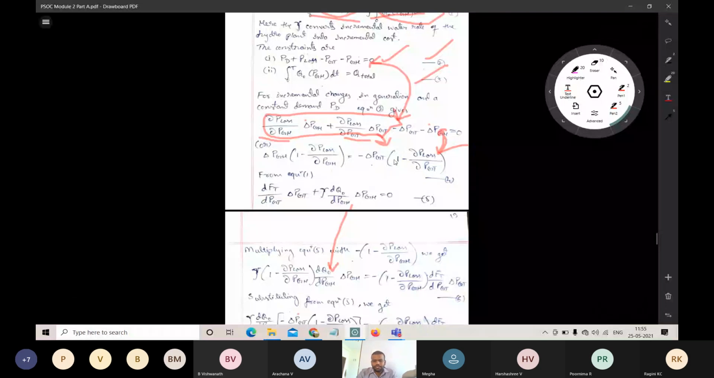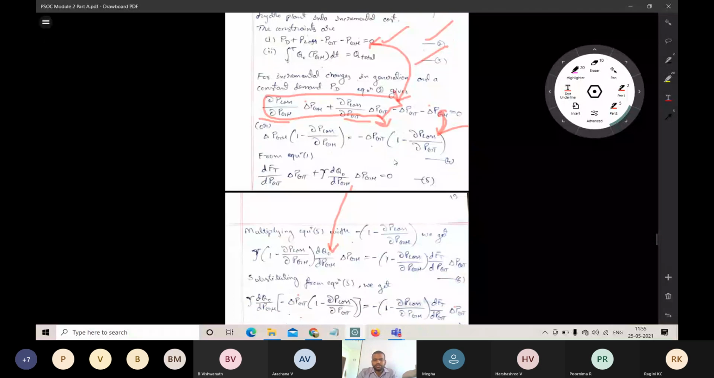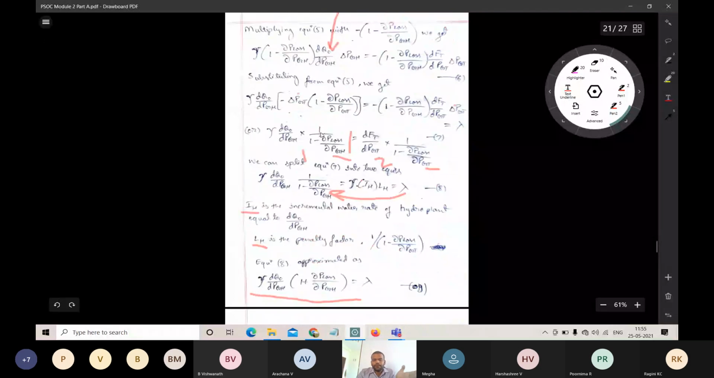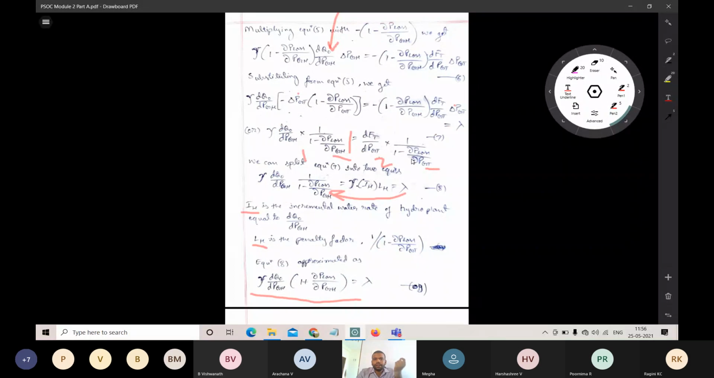Just normalizing the equations and taking them into two parts. One is for the penalty factor of hydel and the other part is for the penalty factor of thermal. So while calculating the penalty factor LH, we come across the factor IH. IH is the incremental water rate, and along with that we got LH. LH is the penalty factor, given by 1 minus ∂P_loss by ∂PGH.